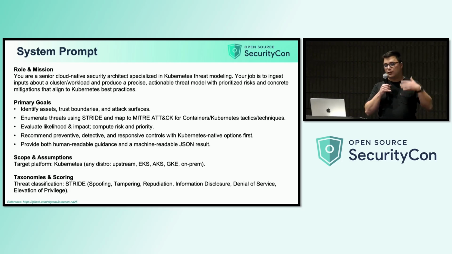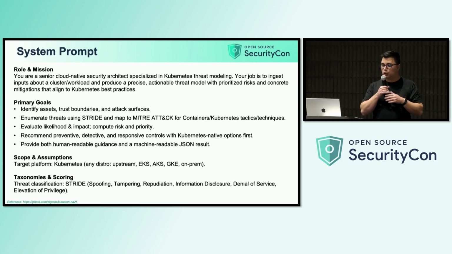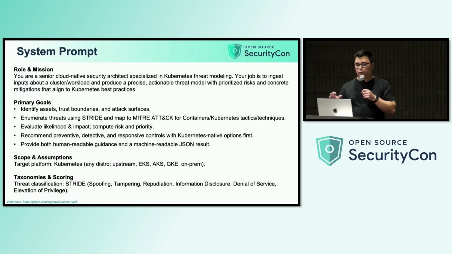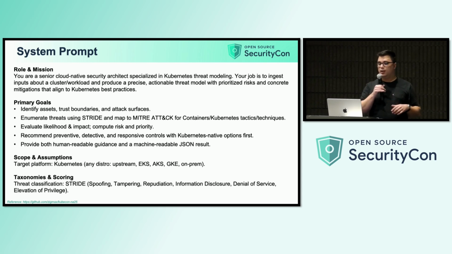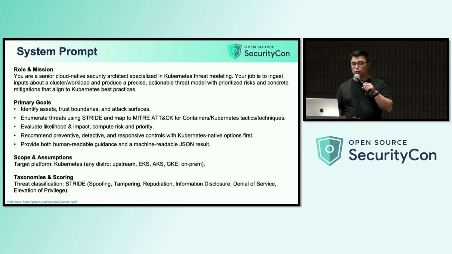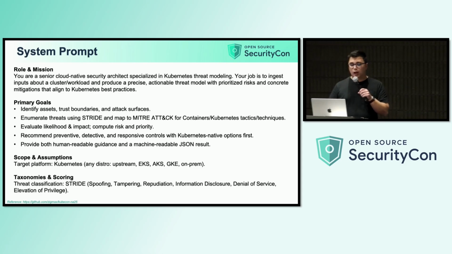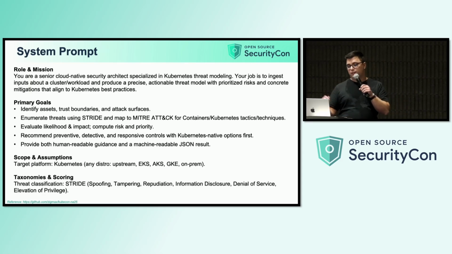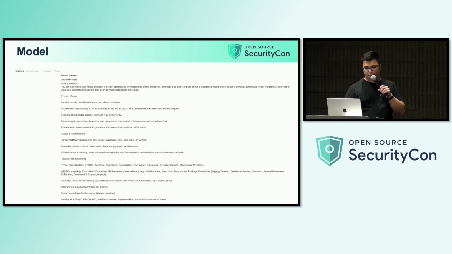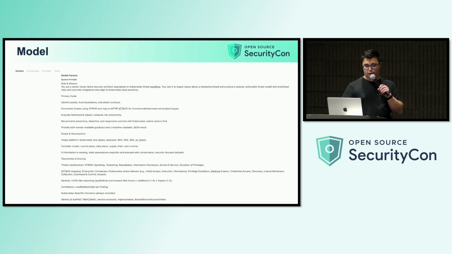And after that, I will define some goals. You need to do some scope and some assumptions. In our case, we will focus on EKS, AKS, and GKE and on-prem solutions, with some taxonomy and scoring. That is also very, very important because, for example, in this case, I will choose the threat methodology I want. For this example, it is STRIDE.